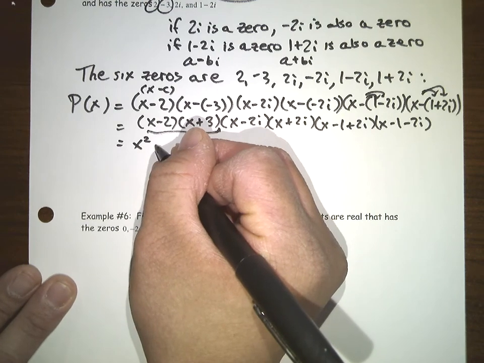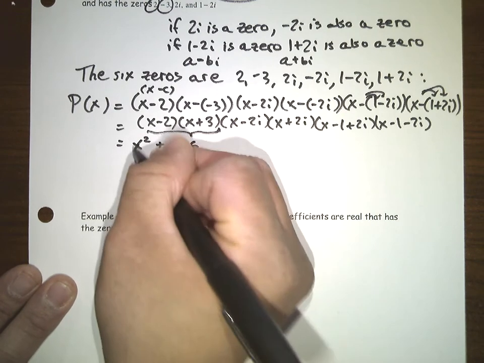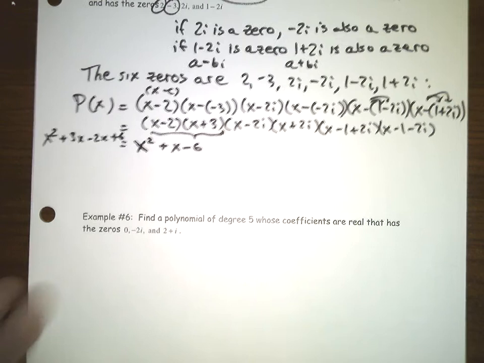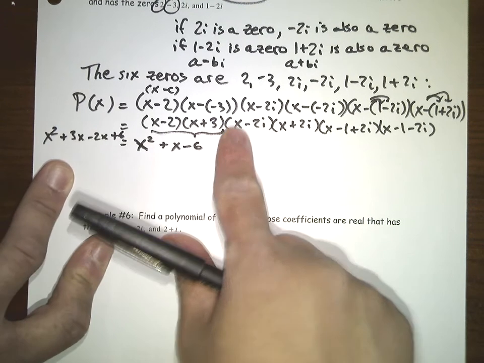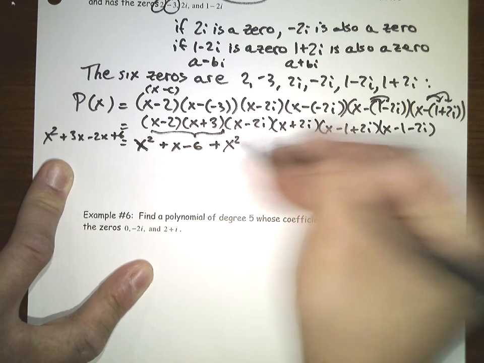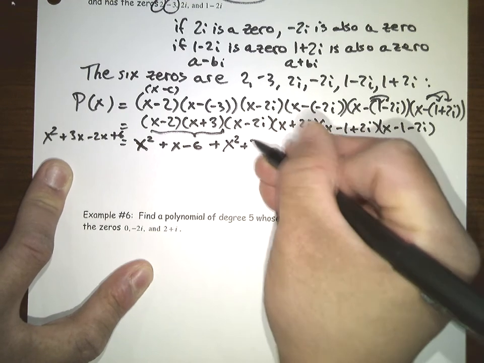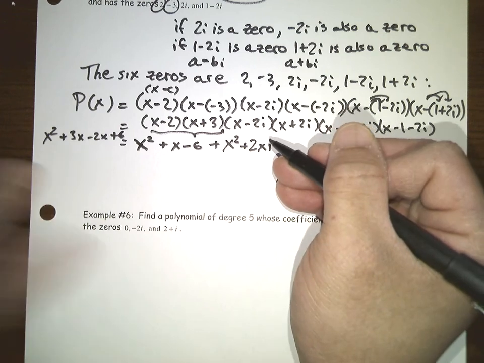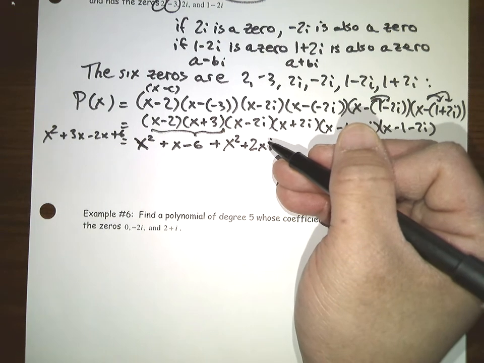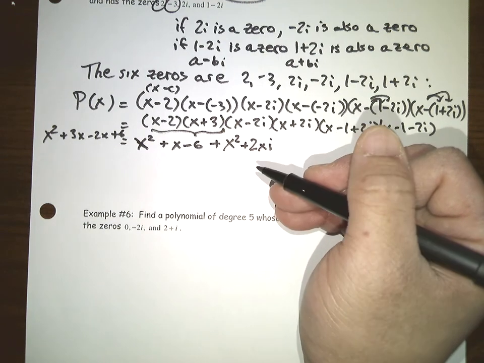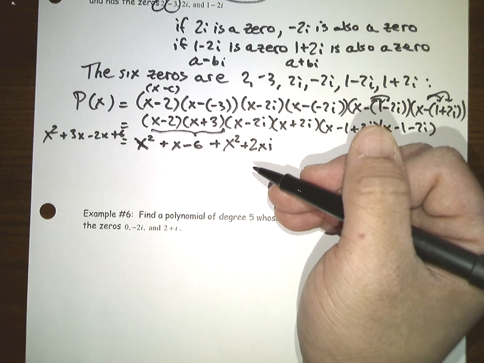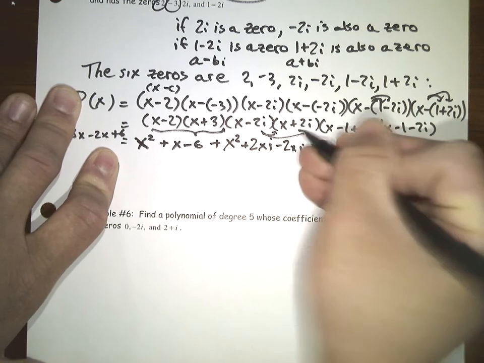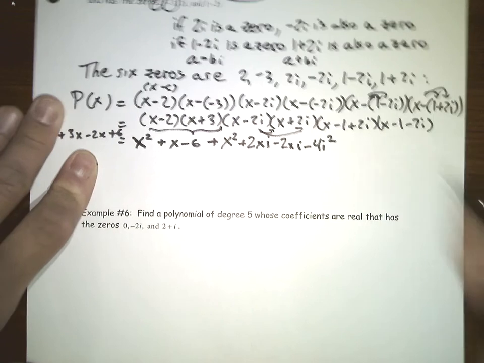plus x minus 6. All right, or x squared plus 3x minus 2x minus 6. And then this next part will be x times x, so plus x squared, then x times 2i, so plus 2xi or 2ix. I really don't know which way you want to write it, but the fact of the matter is the i really is a square root, so it should go at the end so that the x doesn't accidentally go under the square root if you change the i back to the square root, all right? And then minus 2xi, minus 2i times 2i is 4i squared.